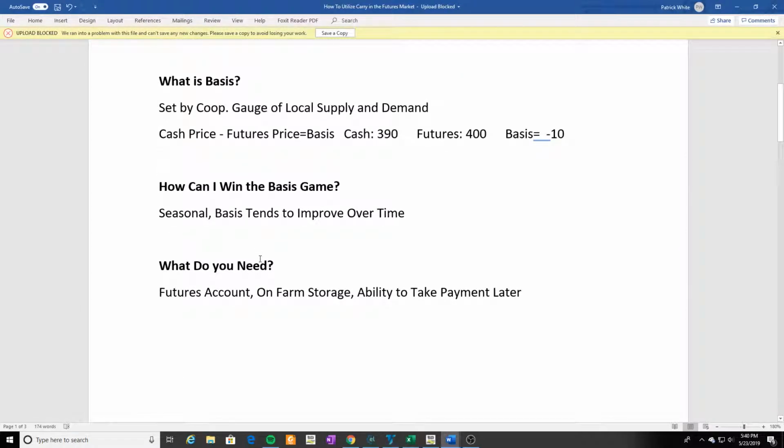And what do you need to utilize carry and win the basis game? Well, you need a futures account. You need the ability to store the grain on your farm, whether that's a bin or just anything to store the grain on your farm, and the ability to take payment later.